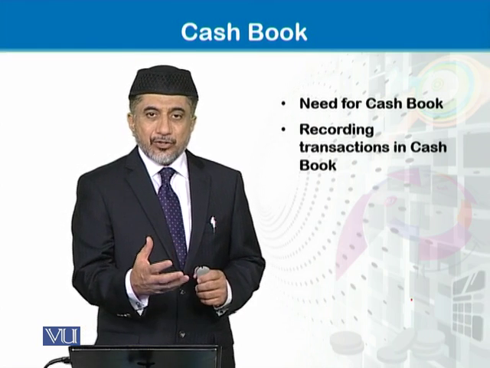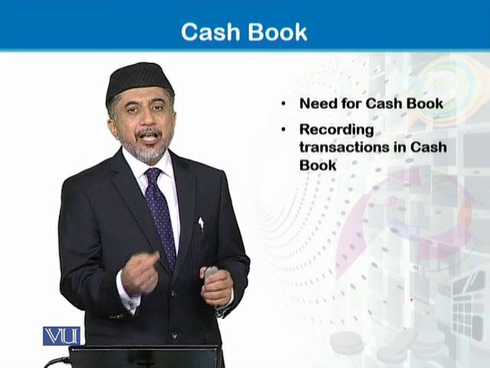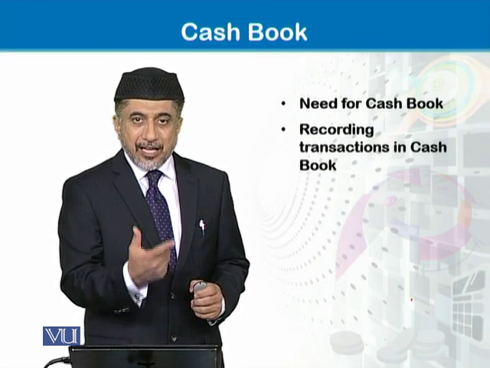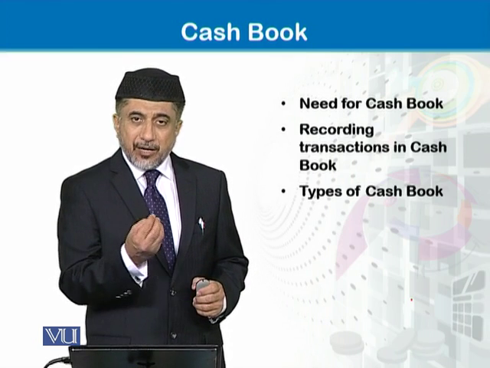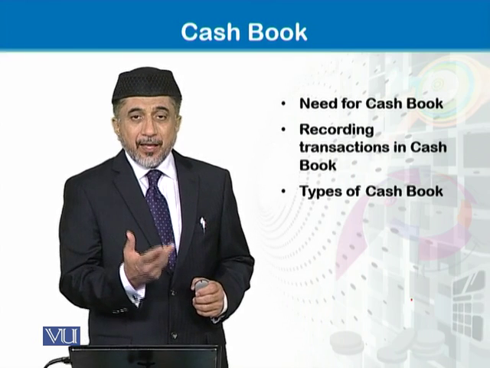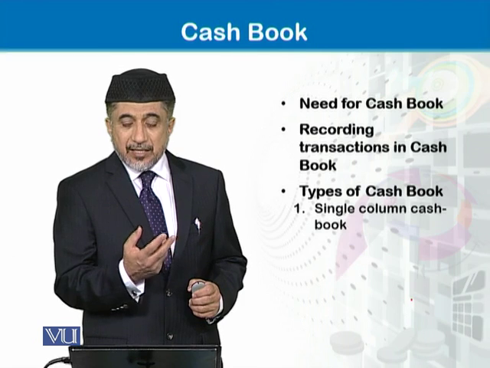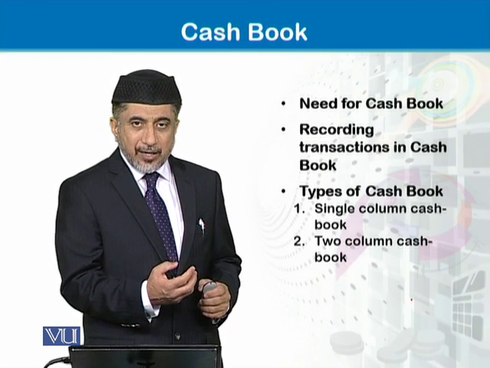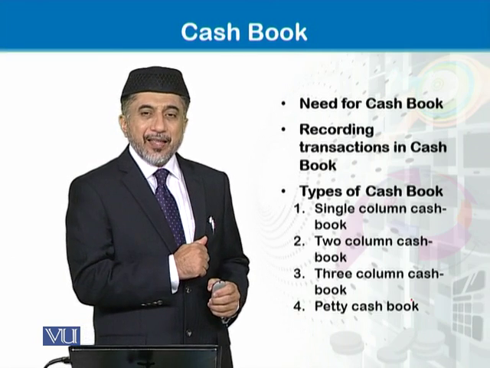But here, for the sake of ease, we will take all cash receipts and payments in one book, which is known as the cash book. So there are three types of cash book, rather I would say four types of cash book. One is the single column cash book. The second one is the two column cash book. The third one is the three column cash book. And the fourth one is the petty cash book.